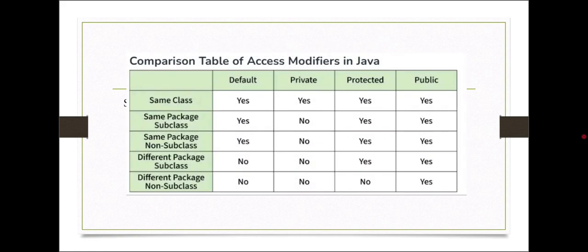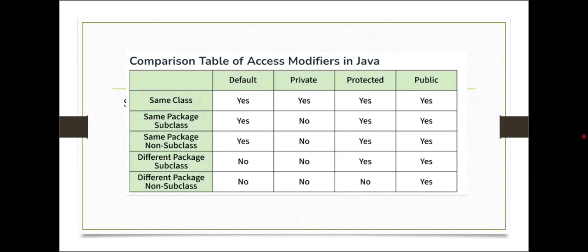So this is a comparison table: default, private, protected and public. If you mention any data member or member function as default, private, protected or public, it can be used within the same class. But the default modifier can also be used within the same package. If it is in the same package, we can use default, protected and public, but private we cannot use.